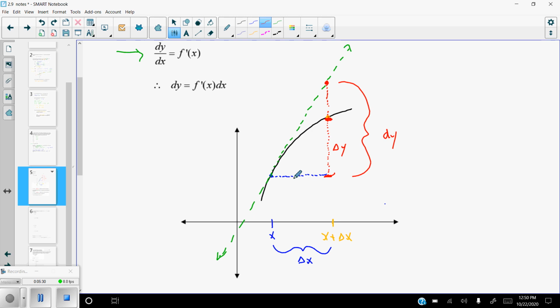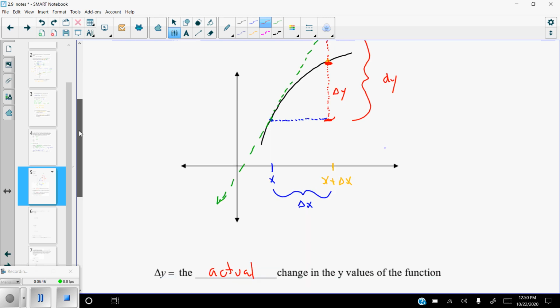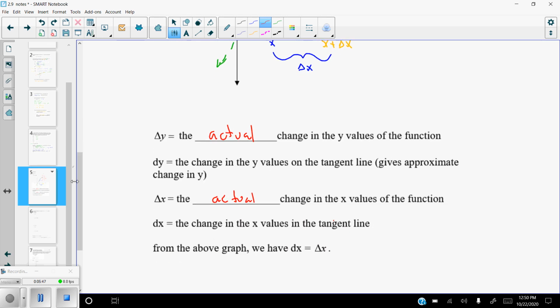So from here over to here is the same thing as if I were to go all the way up here and go from here over to here. It's the same distance. So it doesn't matter if I'm going to the tangent line or to the actual function. dx and delta x are the same. And that's what this is saying. dx is the change in the x values on the tangent line, but they happen to be the same.